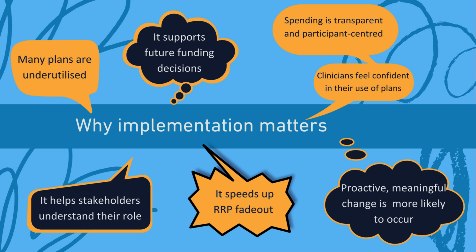Implementation planning supports future funding decisions as well. It allows the planner to get a really clear understanding from the practitioner of what the needs are of the person based on functional assessment and how funding can be adjusted, particularly in those cases where we have very, very small plans for specialist behaviour support.